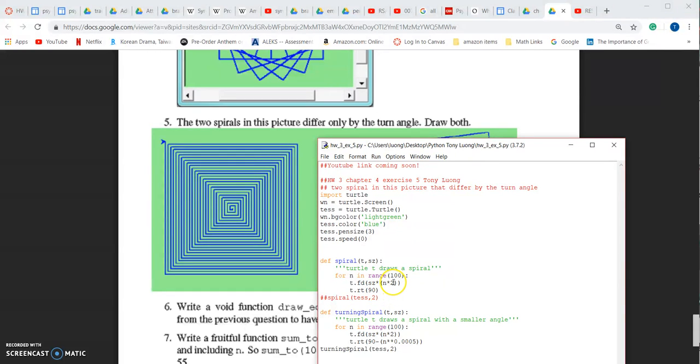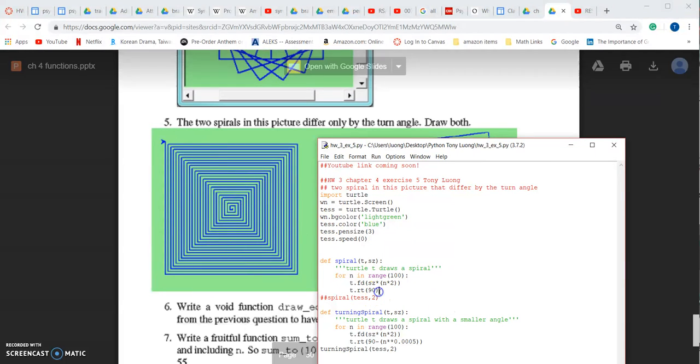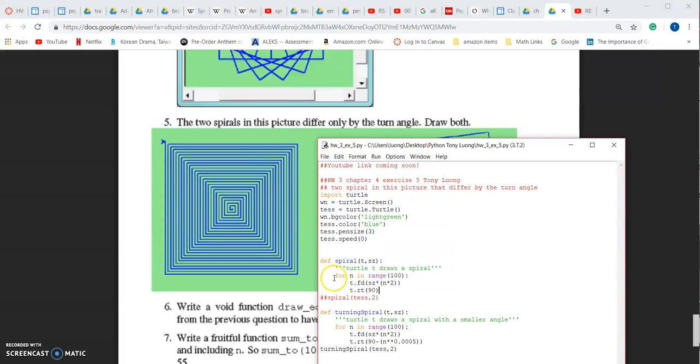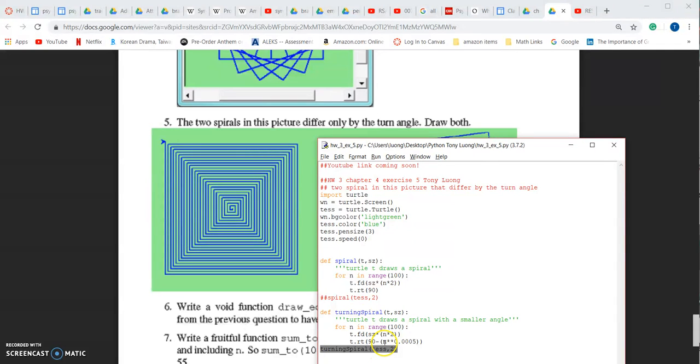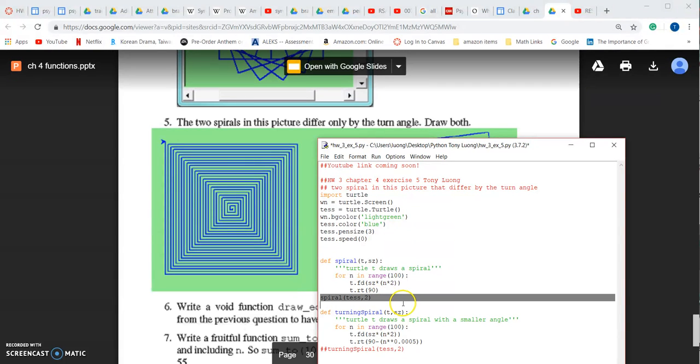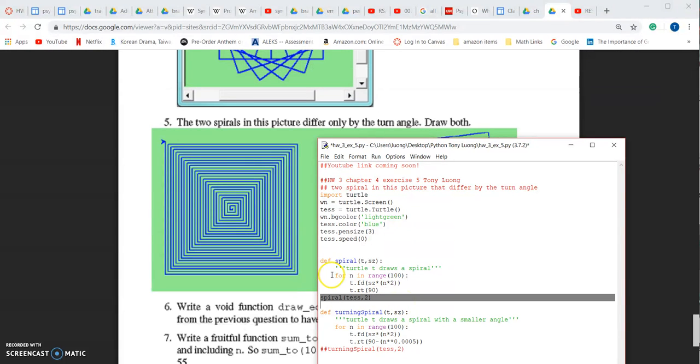Times 2, so every time it goes it multiplies by 2 from 1 to 100, and since it's going like a square, it'll rotate to the right at 90 degrees. It looks like it's going around right. If I just comment this out right here, Alt 3, 4, you can see, I'll turn the speed up so you can see how it's made.